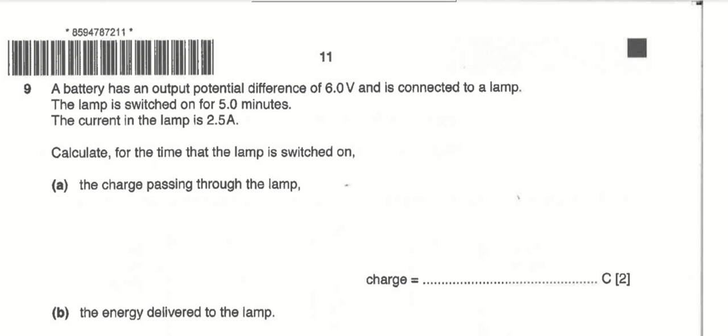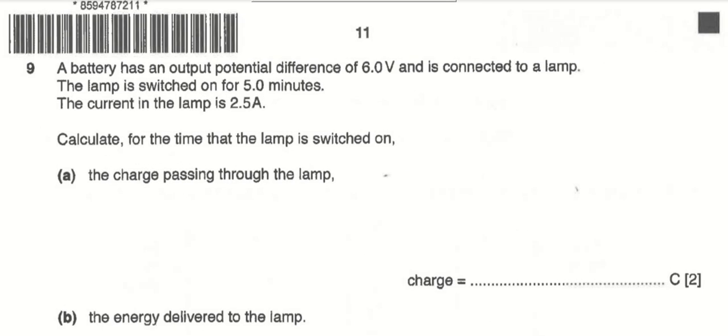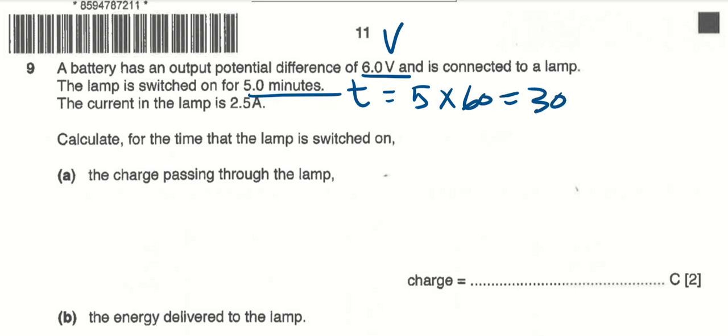Okay. Then this one, have you underlined and annotated? What is this? What letter? V connected to a lamp. The lamp is switched on for 5 minutes. T, any trap for this? Yeah, minutes. So as you are reading, you must have this awareness. 5 times 60 equals 300 seconds. Then what is this?